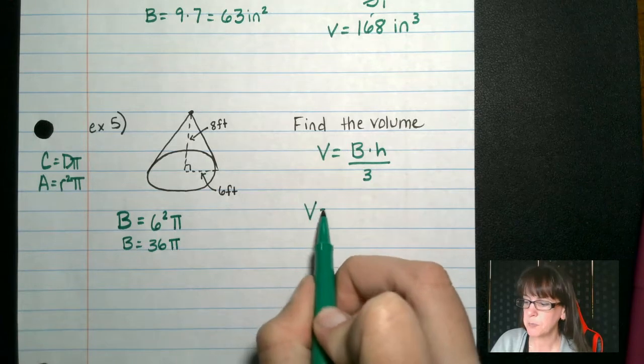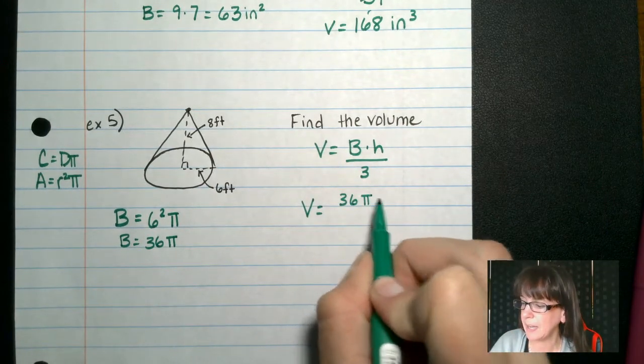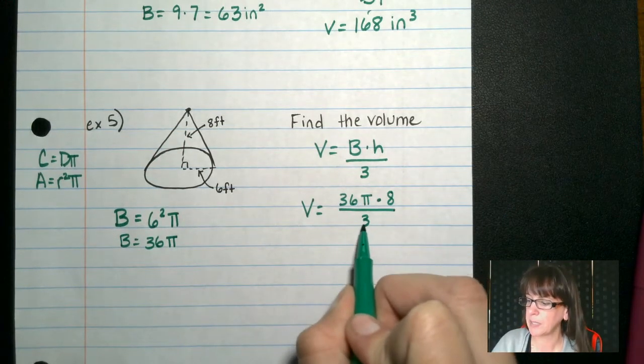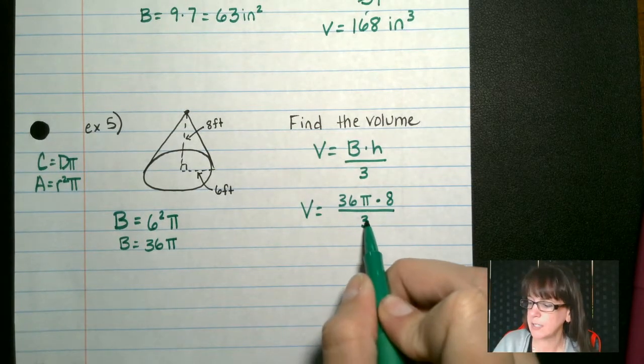So let's take that information back over to our volume. Our area of our base is 36 times pi times our height, which we know is 8. All of that divided by 3. Now I could multiply 36 times 8 and then divide by 3, but why don't I just cancel out?